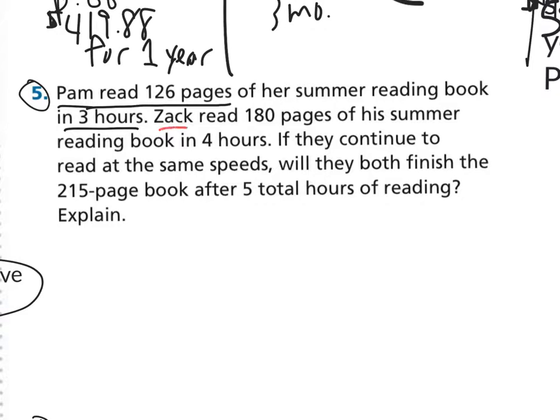And Zach read 180 pages in 4 hours. So if they continue to read at the same speeds, will they both finish the 215-page book after 5 total hours of reading? And explain.